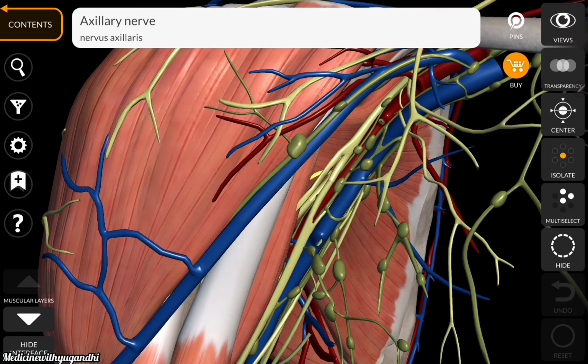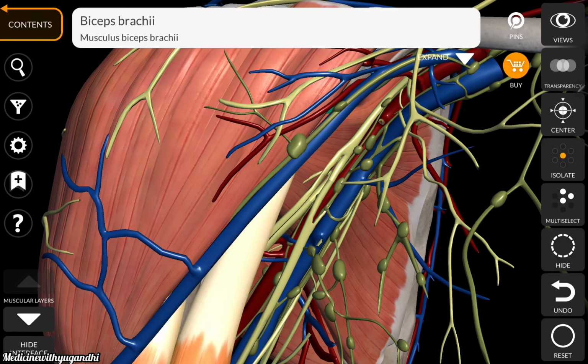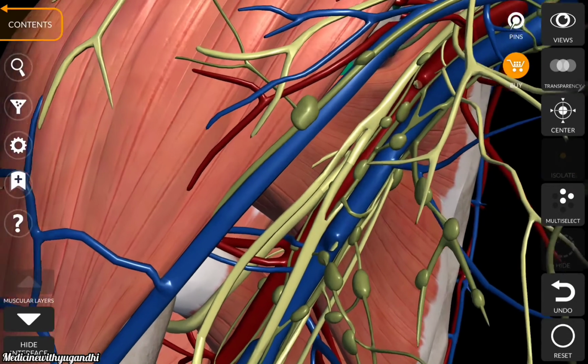In order to show the course of the axillary nerve through the quadrangular space, I am going to remove the coracobrachialis muscle as well as the biceps brachii.